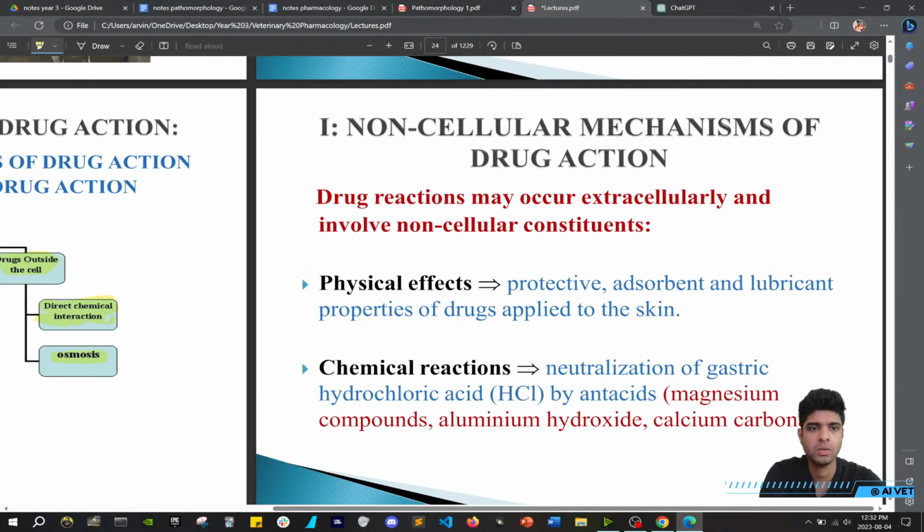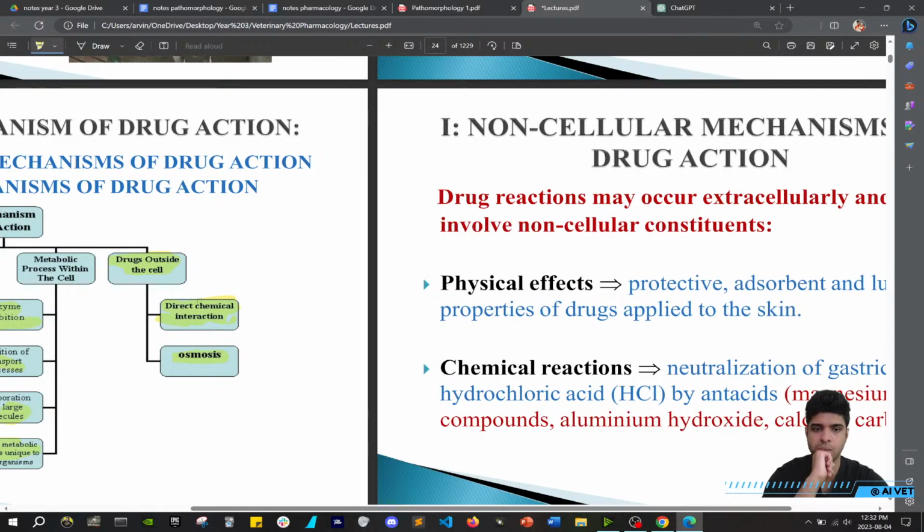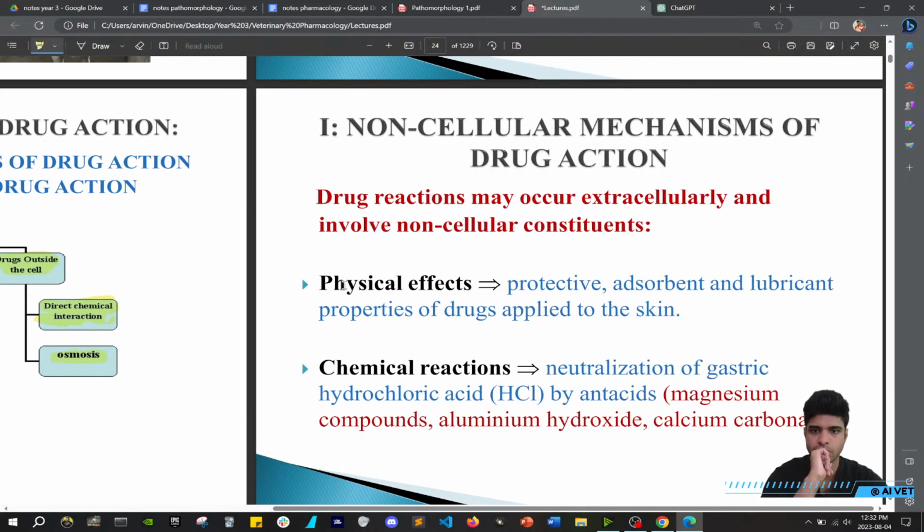Okay, non-cellular mechanism. Non-cellular: the drug action may occur extracellularly and involve non-cellular constituents. Physical effects: protective, absorbent, lubricant properties of drugs applied to the skin. Yeah, so that's non-cellular. Okay, I understand. All the mosquito repellents and stuff, I guess. Sunscreen. Maybe not sunscreen, but yeah.